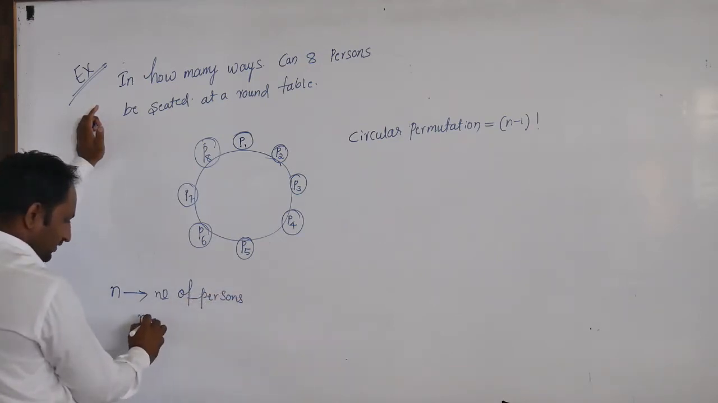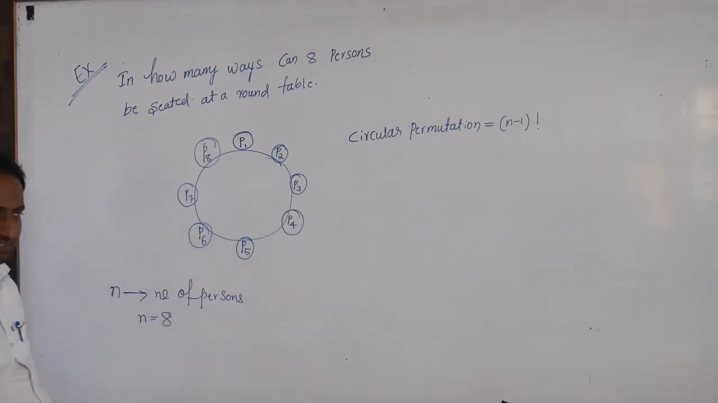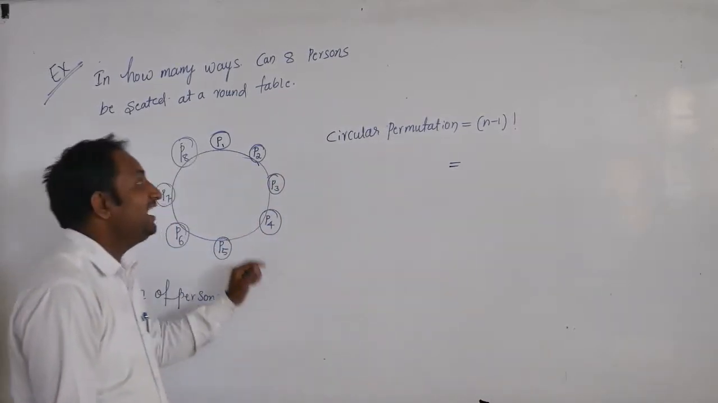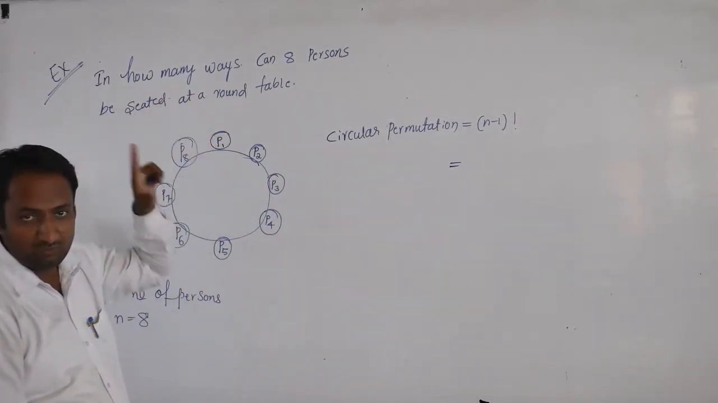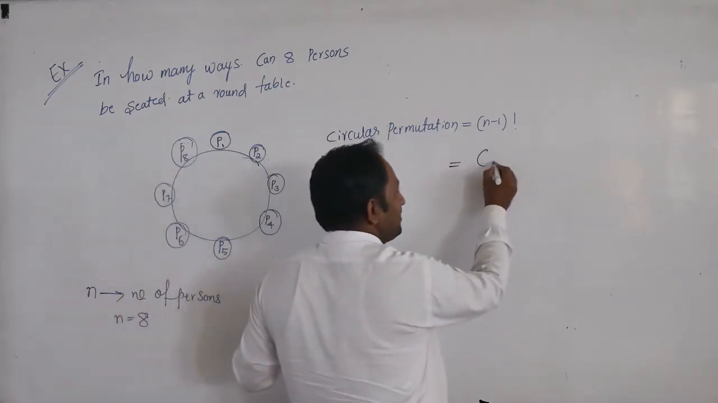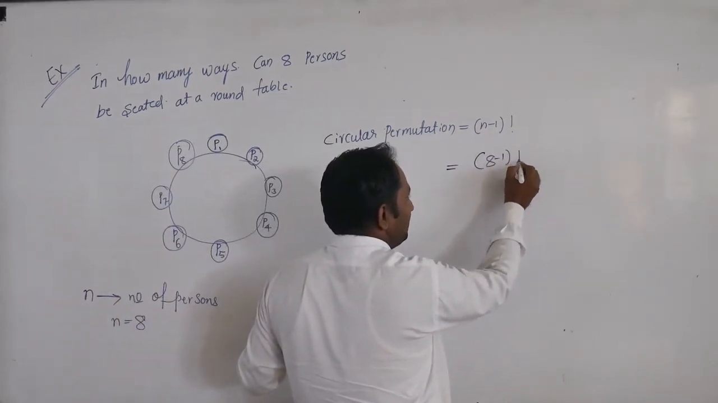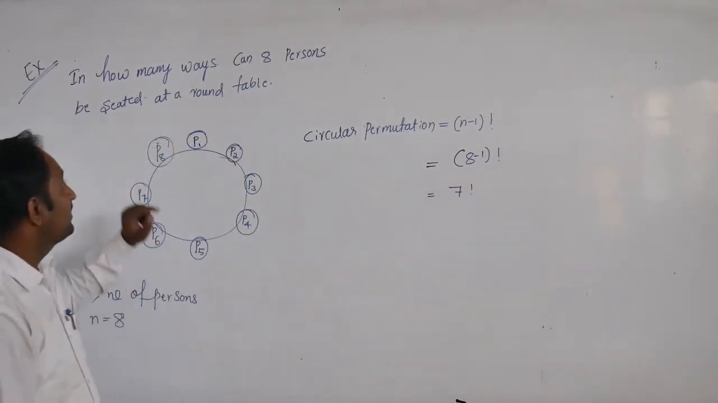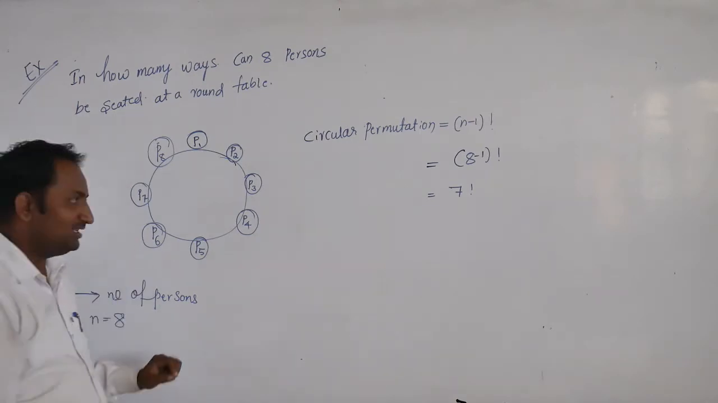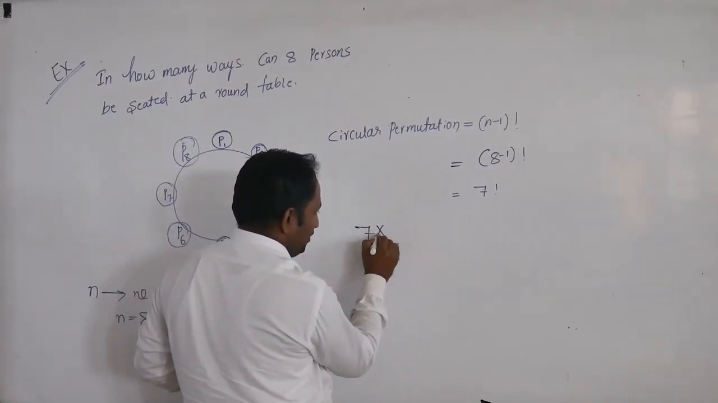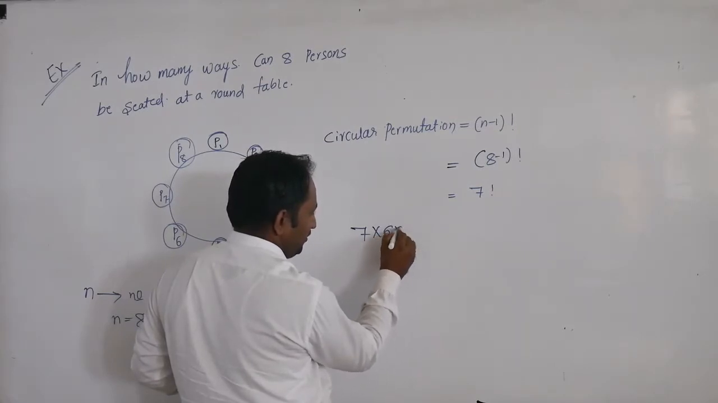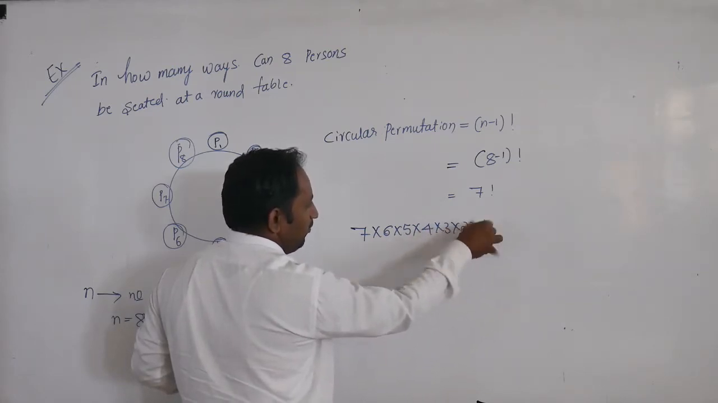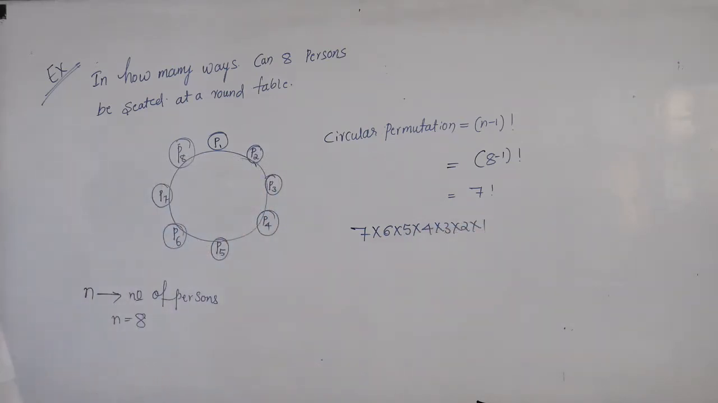Here n value is equal to 8. That's why in how many ways can 8 persons be arranged in a round table means 8 minus 1 factorial ways, that is 7 factorial ways we can arrange 8 persons in a round table. That's 7 factorial, means 7 into 6 into 5 into 4 into 3 into 2 into 1. Multiplying, we get our answer.